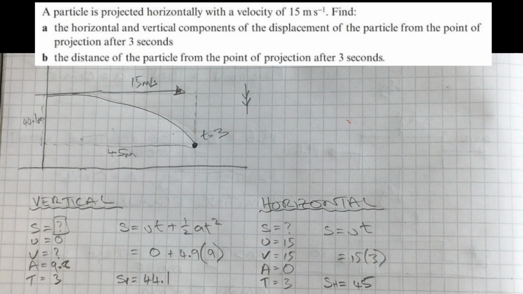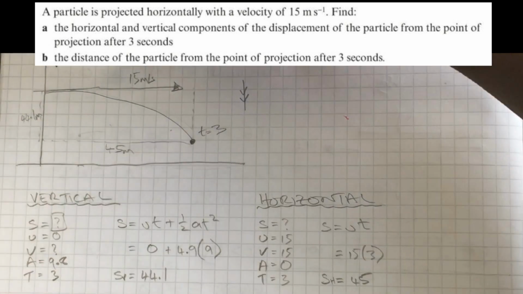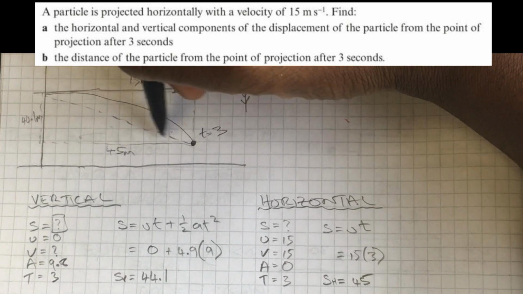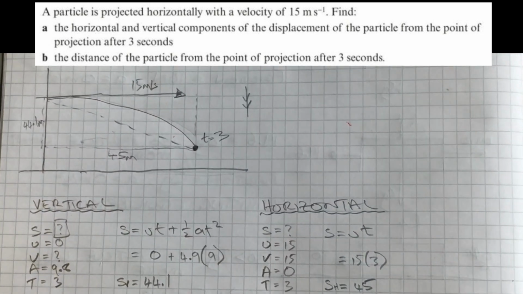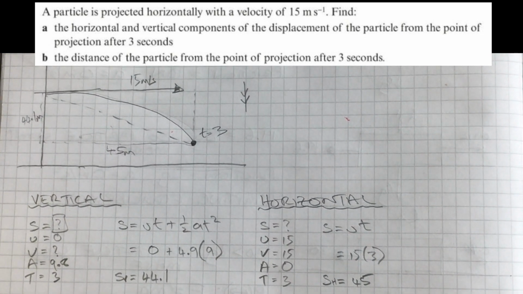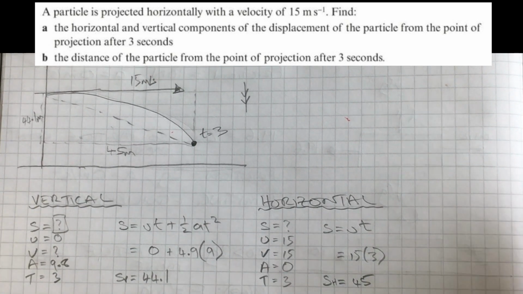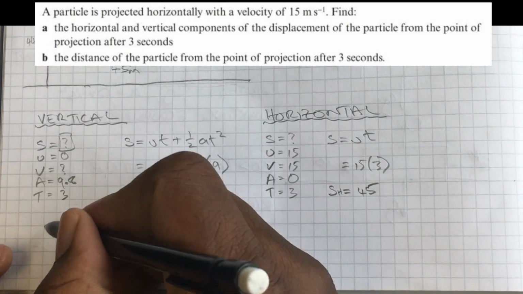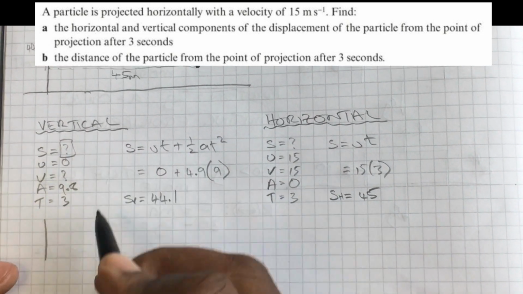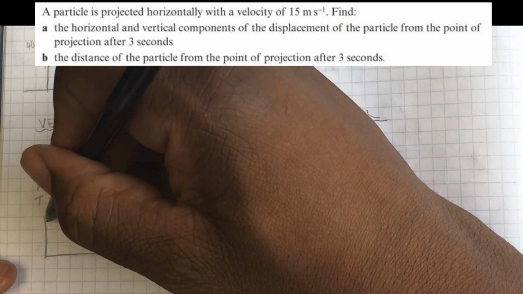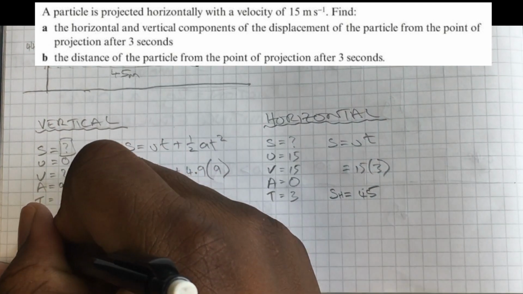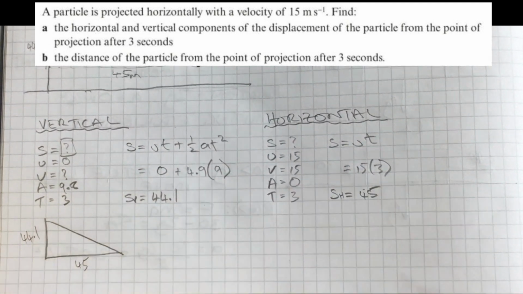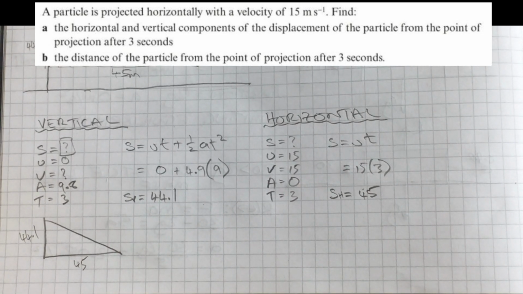In part B of the question, we're asked to find the distance of the particle from the point of projection after 3 seconds. So here, we just want the direct distance. And hopefully you can see from the diagram, we're looking for the hypotenuse of a right-angled triangle. So I'm going to remodel this with the horizontal and the vertical components, which are found in part A.